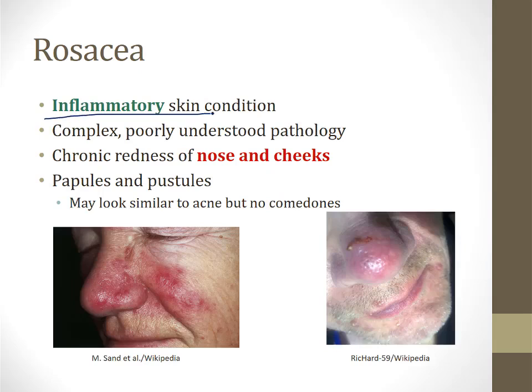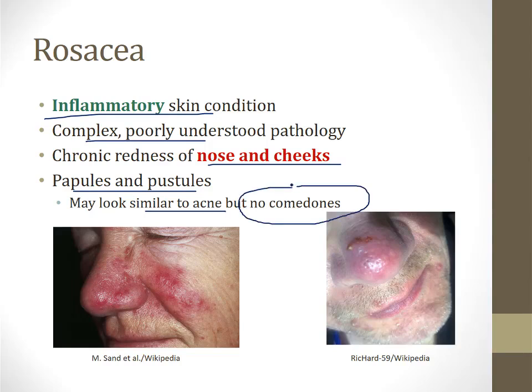Rosacea is an inflammatory skin condition. It is a form of dermatitis. The pathology is complex and poorly understood. People who develop rosacea develop chronic redness of the nose and cheeks, and they may develop papules and pustules. These can sometimes look similar to acne, but there are no comedones. In other words, there are no plugged seborrheic ducts.